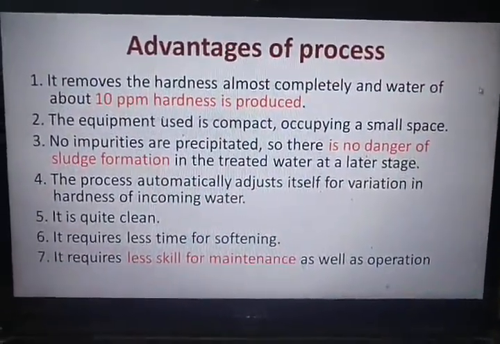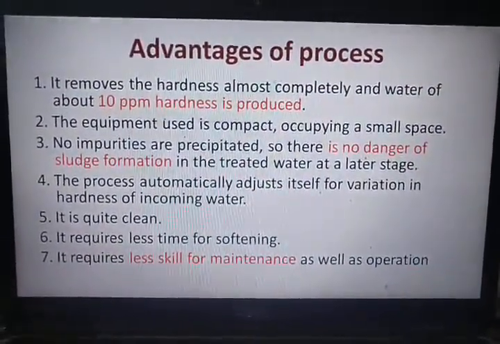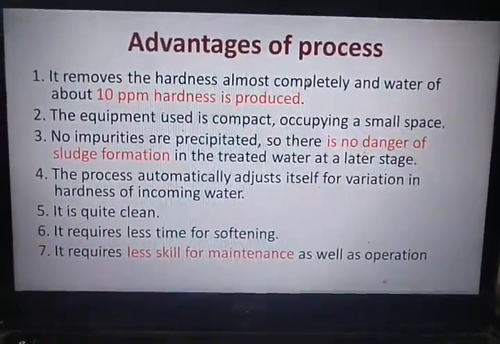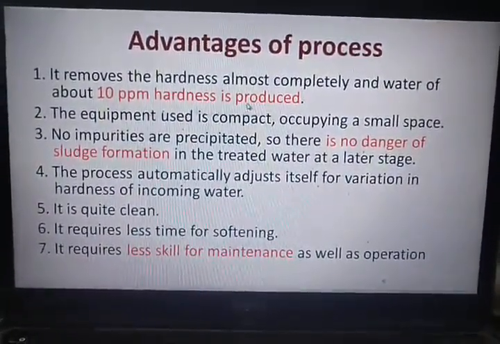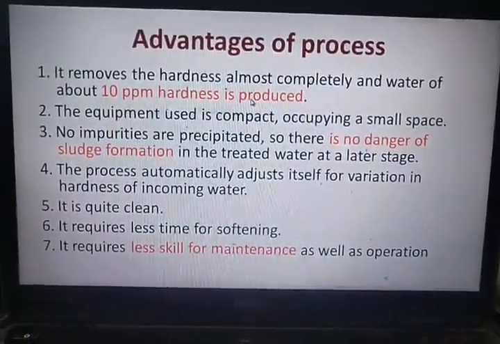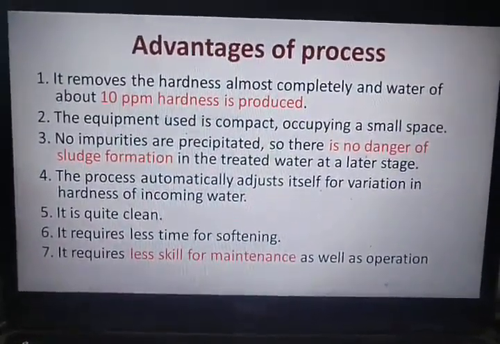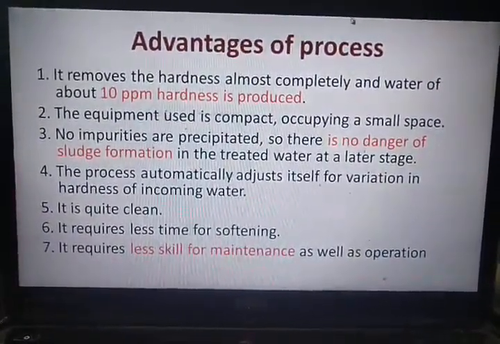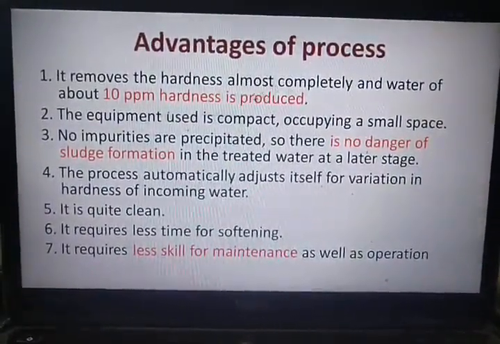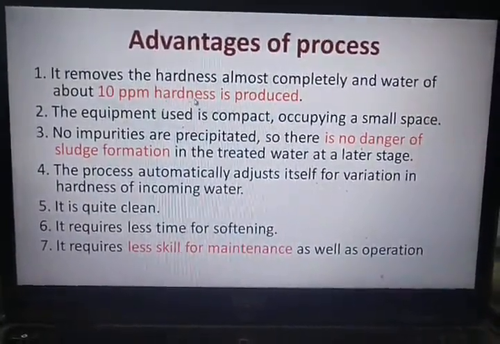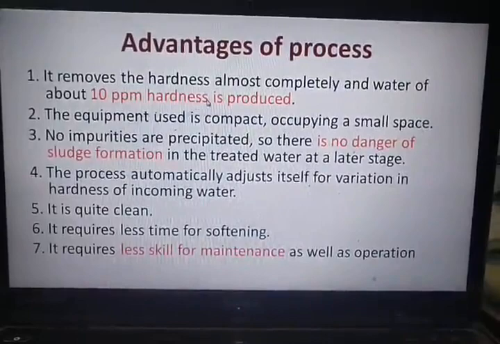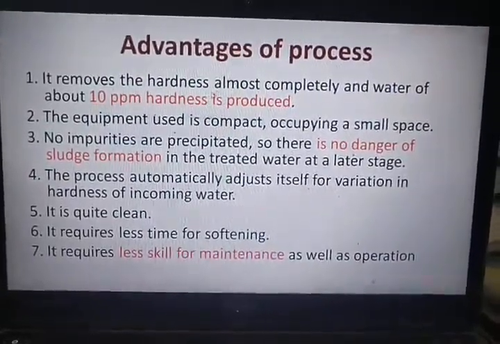So these are some of the advantages of the zeolite process. It removes the hardness almost completely, and water of about 10 ppm hardness is produced. In the earlier process we saw that the hardness retained was in the order of 30 to 10 mg per liter with respect to calcium and magnesium respectively. Here we can produce water with only 10 ppm of hardness retained, that is, it is a little bit more efficient than the lime soda process.